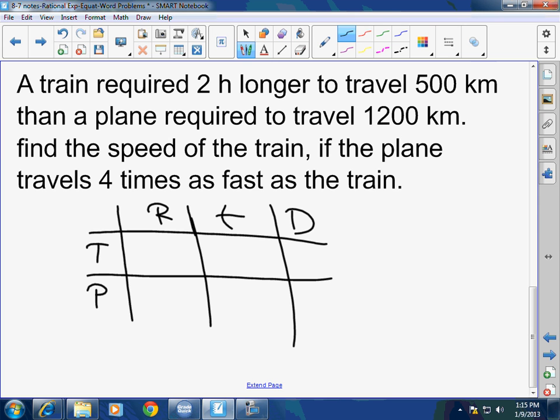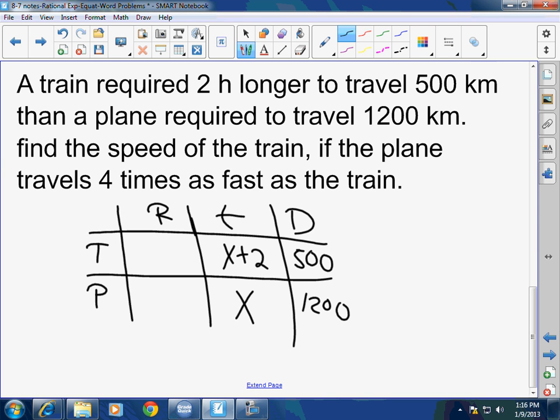A train required 2 hours longer to travel 500 kilometers than a plane required to travel 1,200. So what is the plane's time? X. The plane is X. The train required 2 hours longer than the plane, so the train is X plus 2. The distance of the train, 500. The distance of the plane, 1,200, right? Okay, you guys with me so far?